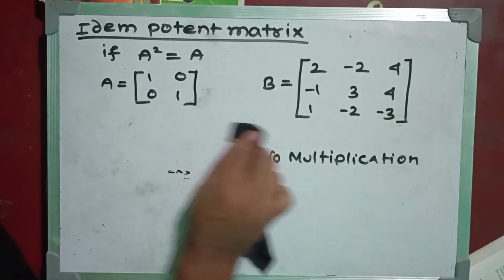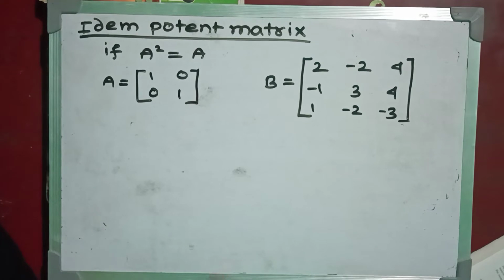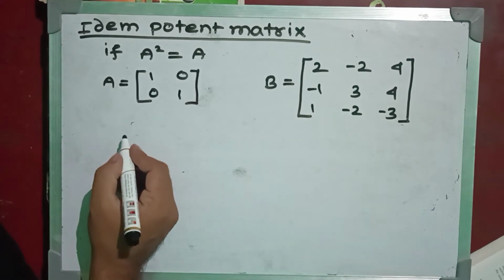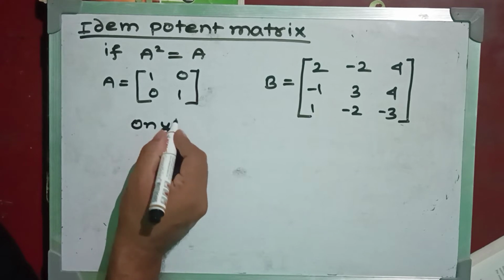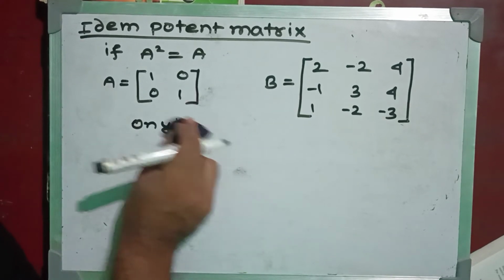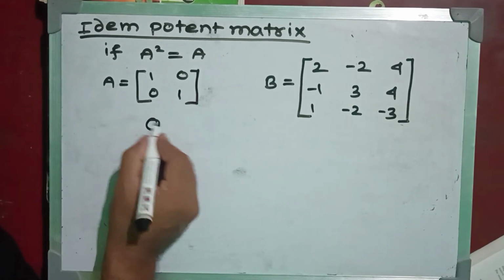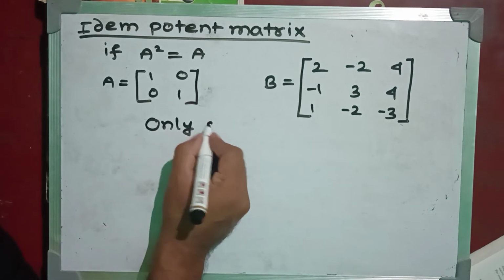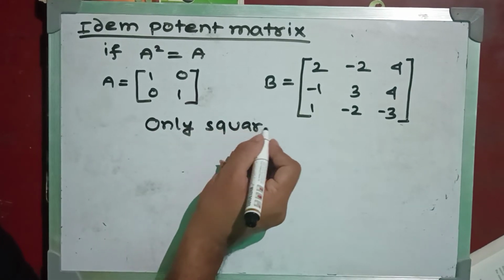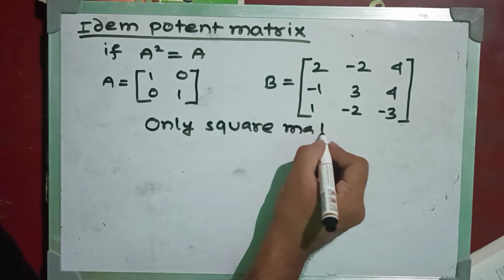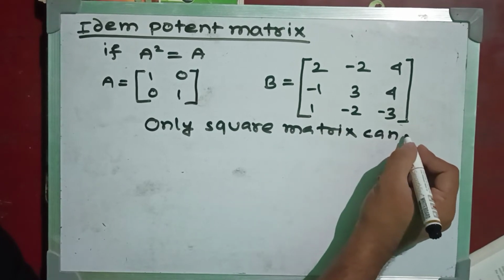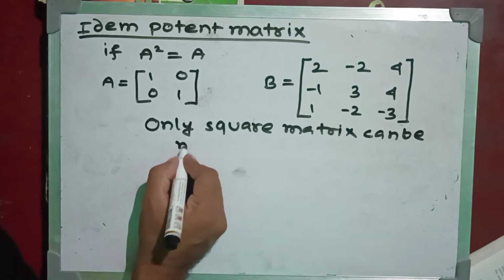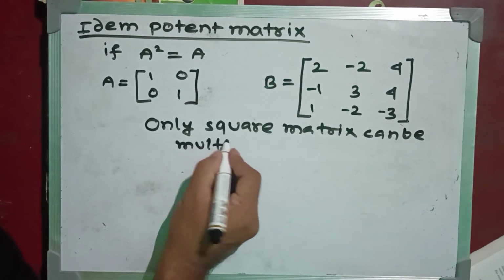So the required condition is, for doing A squared, it must be a square matrix. Only a square matrix can be multiplied by itself.